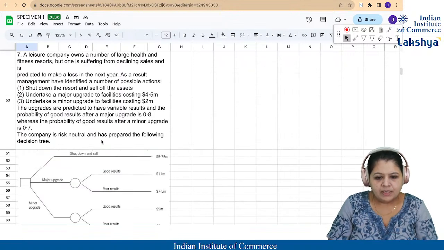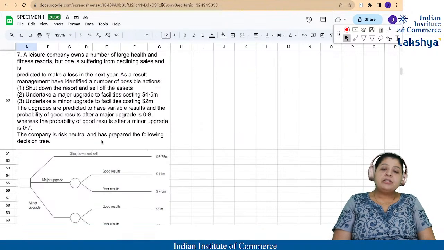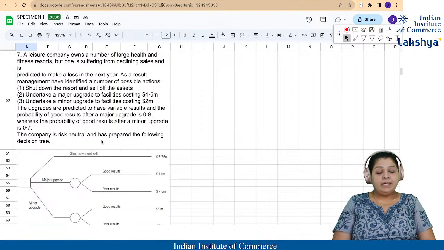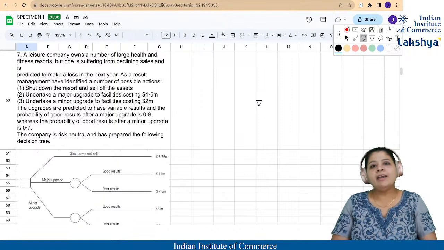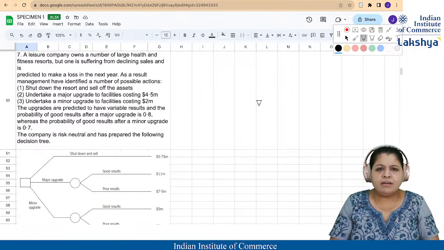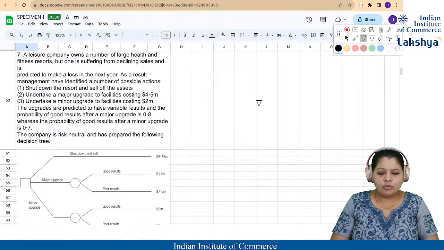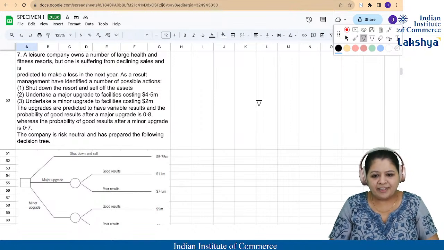When people see a decision tree, they get scared. They would say, "Ma'am, it has never been asked in the exam. Why did they ask me a decision tree?" Well, it's not a tricky question. Let's just go through it and figure out if it is tricky or not.